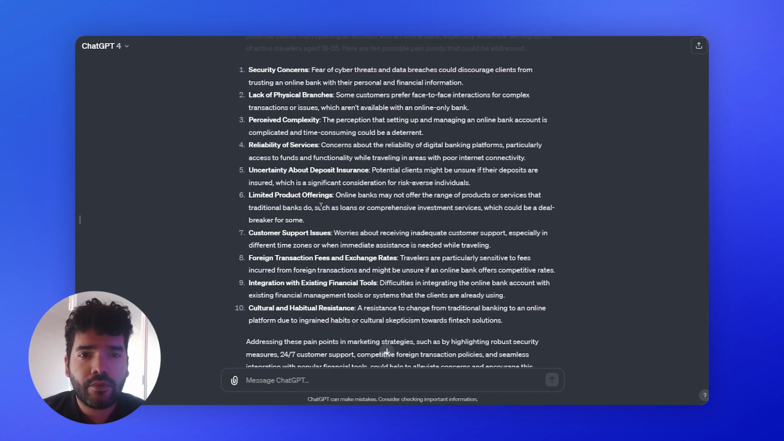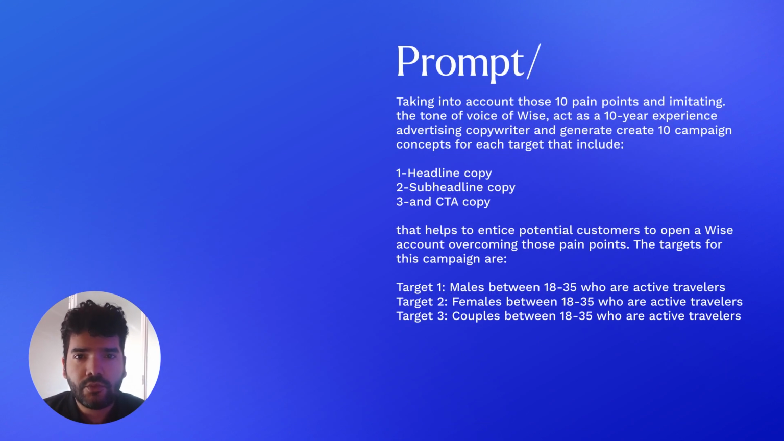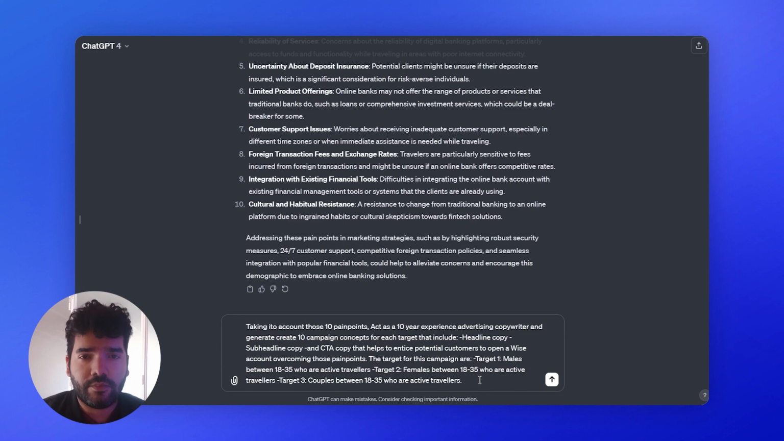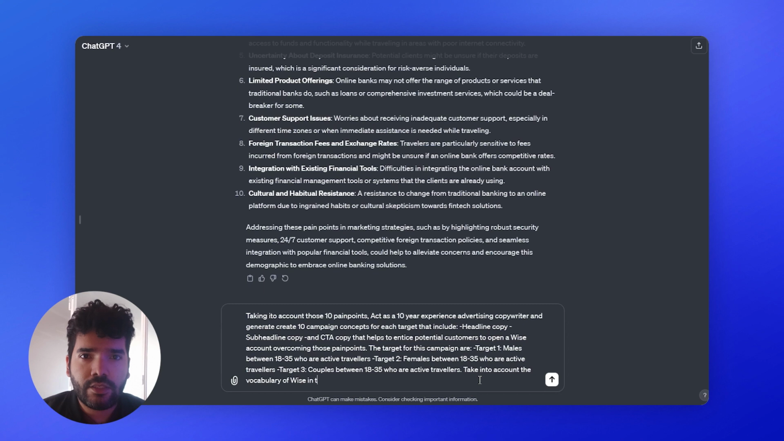Now that we have our pain points, we can ask ChatGPT to generate the copy for our ads. We're going to ask it to generate, in this case, a headline, subheadline, and CTA, and also a visual concept that we could use to generate the designs for our key assets. We are also going to ask ChatGPT to take into account in the prompt that it uses the same tone of voice, language, and vocabulary of Wise, and also take into account the pain points that we just generated before.